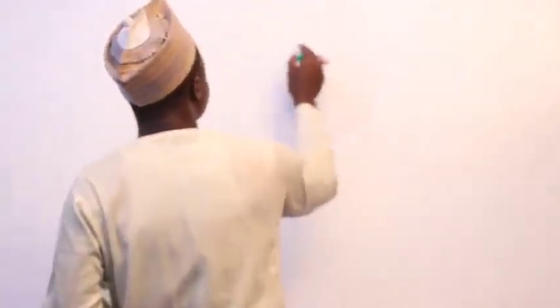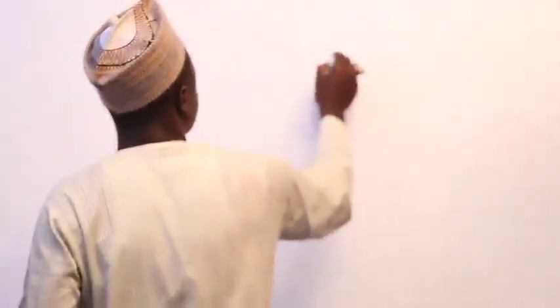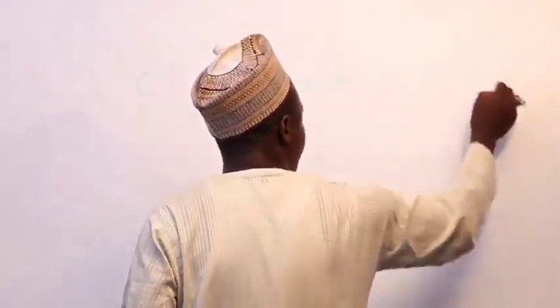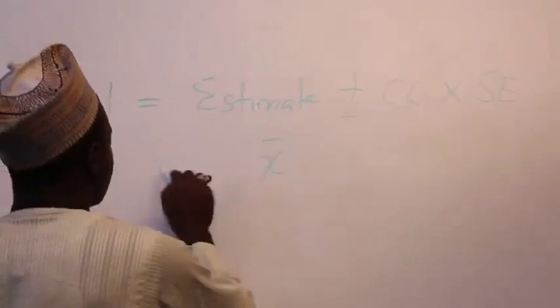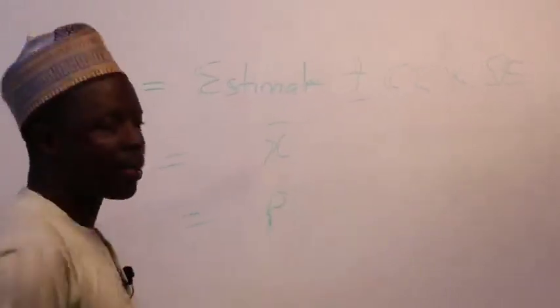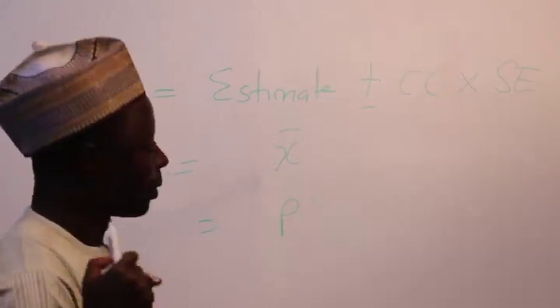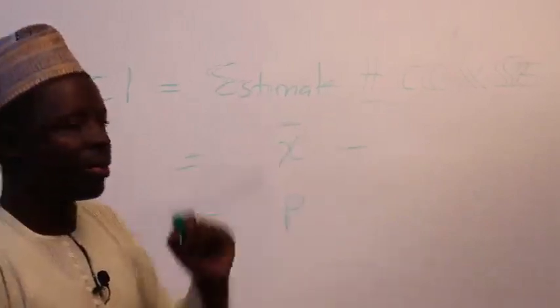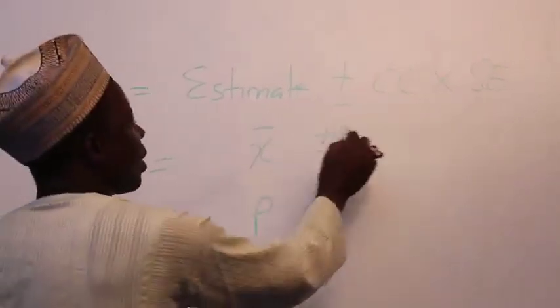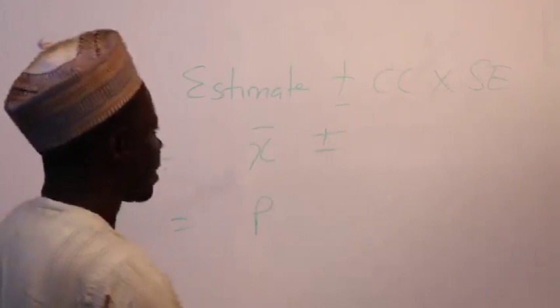And that is the general formula for confidence interval. It is given as: confidence interval equals estimate plus or minus confidence coefficient times standard error. This is the general formula for ease of remembrance. And this estimate could either be mean or proportion, depending on the nature of the variables. If you take minus, it will give you the lower limit of the confidence interval, and then take the plus to give you the upper limit of the confidence interval.